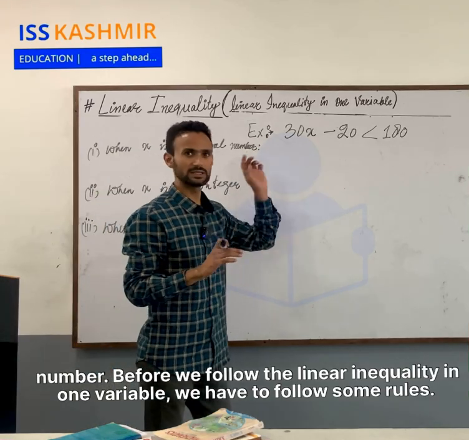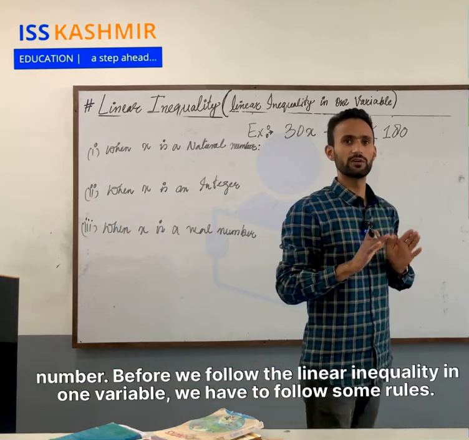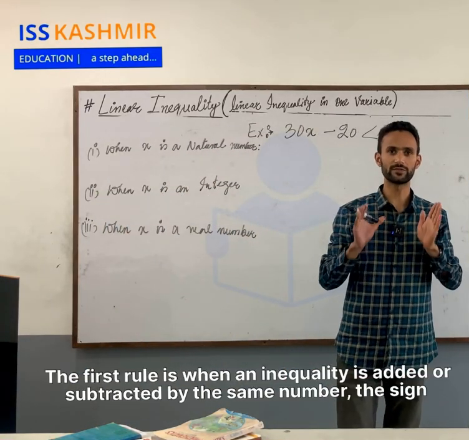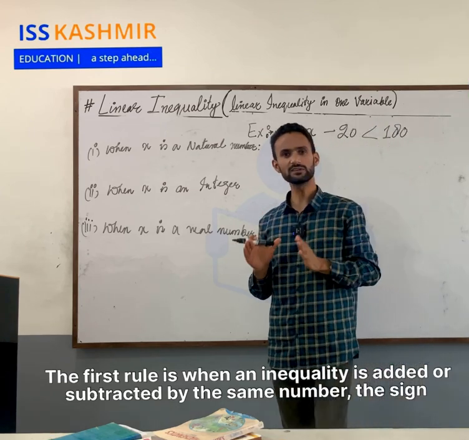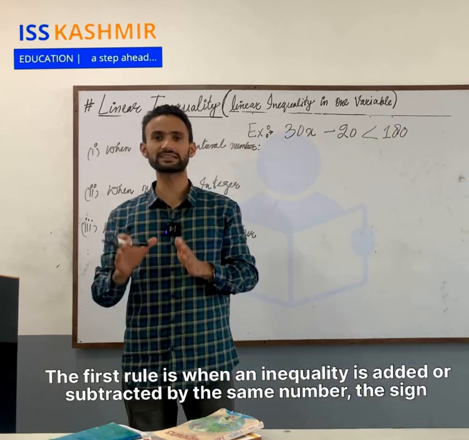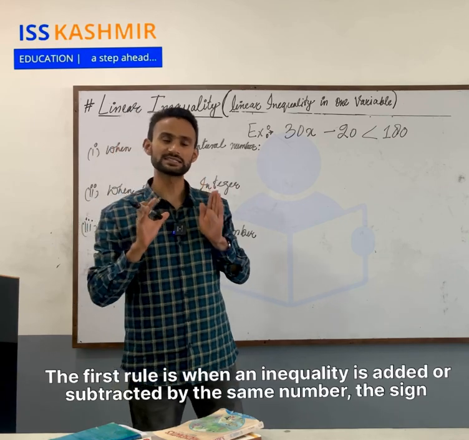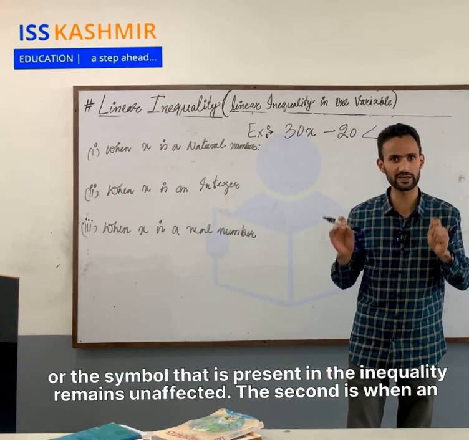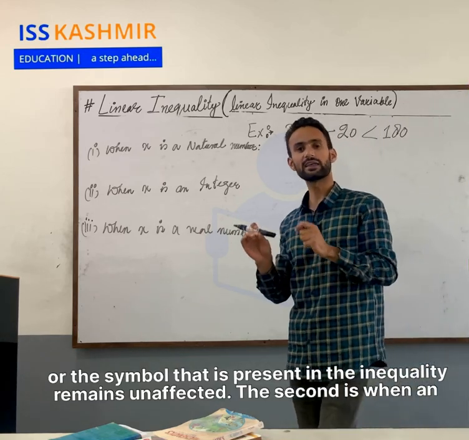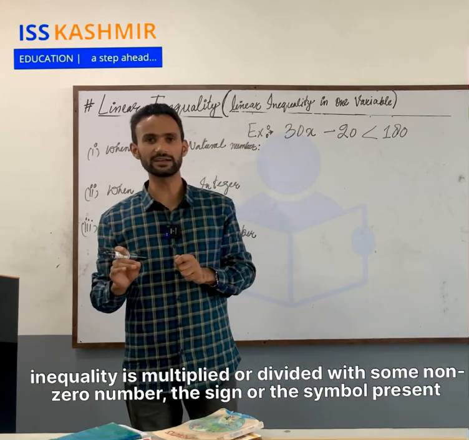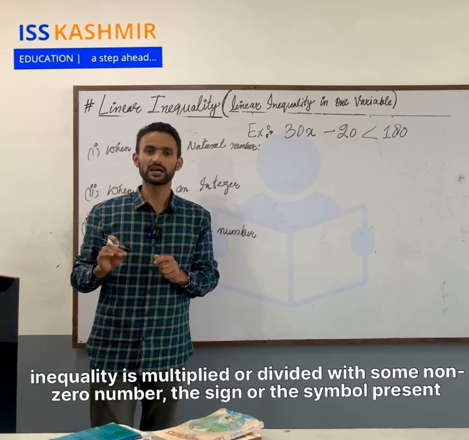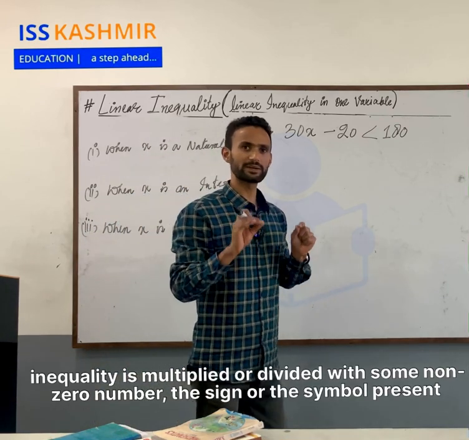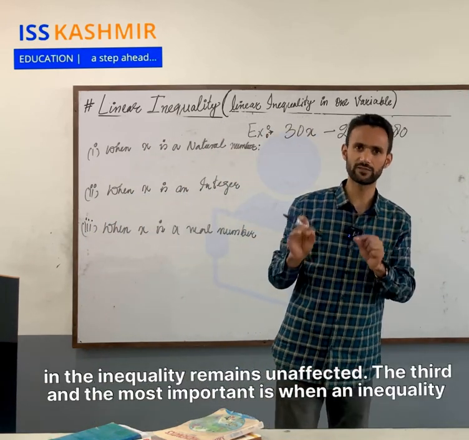Before we solve the linear inequality in one variable, we have to follow some rules. The first rule is when the same number is added to or subtracted from both sides of an inequality, the sign or symbol present in the inequality remains unaffected. The second is when an inequality is multiplied or divided by some non-zero number, the sign or symbol present in the inequality remains unaffected.